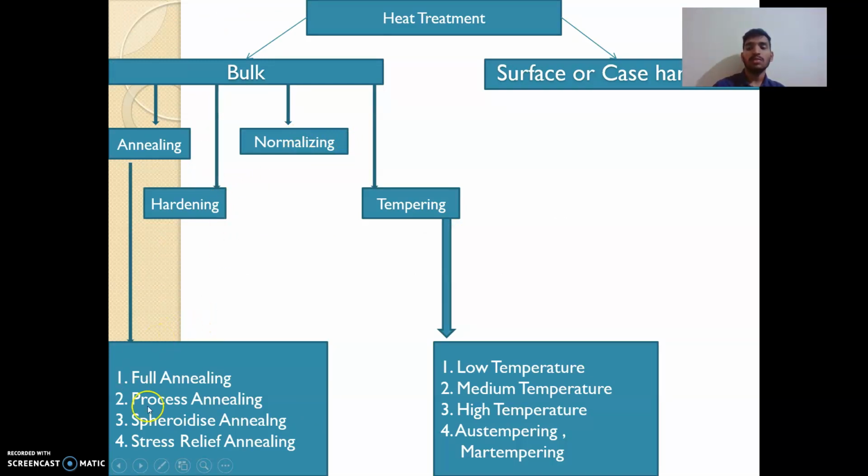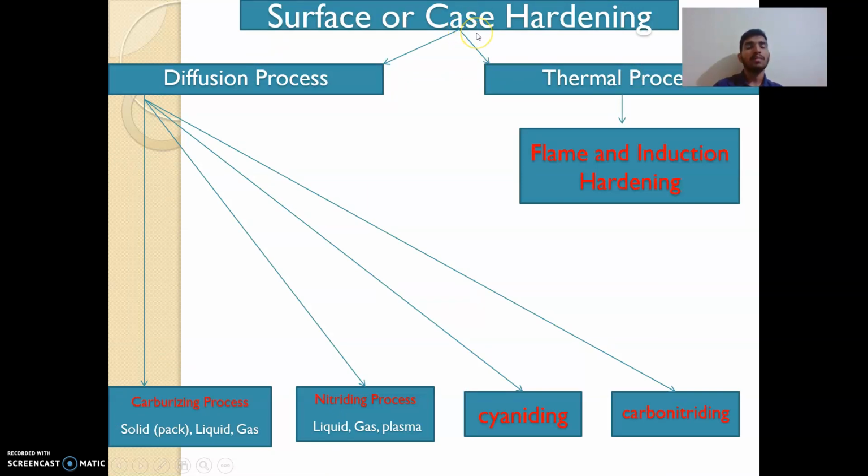Annealing is of four types: full process, stress relieving, and hardening and normalizing are also of three to four types. I did not mention them over here because of no room. And tempering is also of four types. Surface hardening and case hardening: heat treatment processes are divided into two types, bulk and surface. Bulk means large, surface means small. For small ones, surface or case hardening, these are of two types: diffusion and thermal process. Diffusion is not in our syllabus, but it is important to know, not for exams, but to understand it.